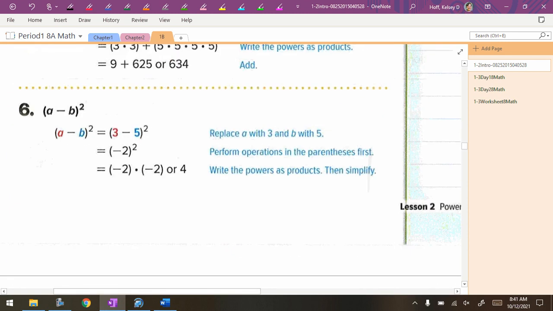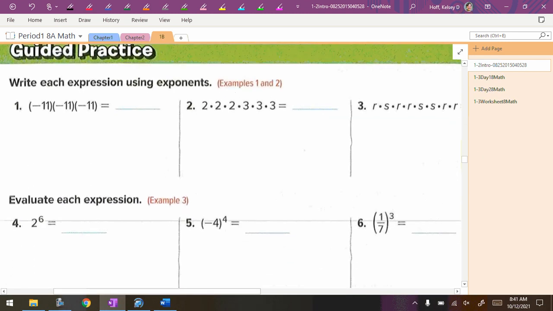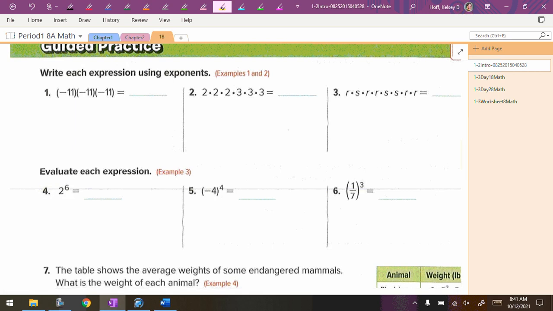I want you to flip the page to the guided practice. And right now, I want you to do 1, 2, 3, 4, 5, 6 as practice on page 18, silently. Page 18, 1 through 6. 1, 2, and 3, rewrite them using exponents. Nobody should have a calculator in their hand for the first 3 problems.